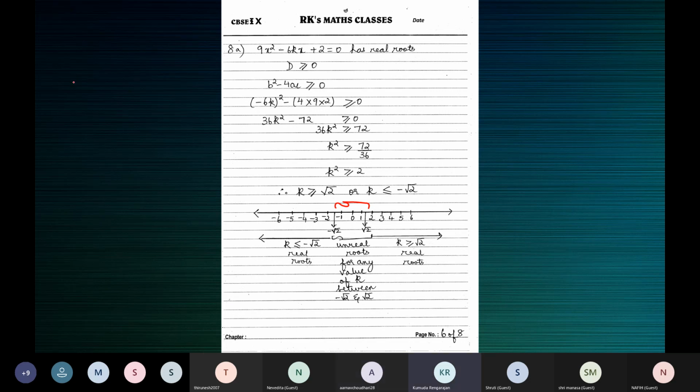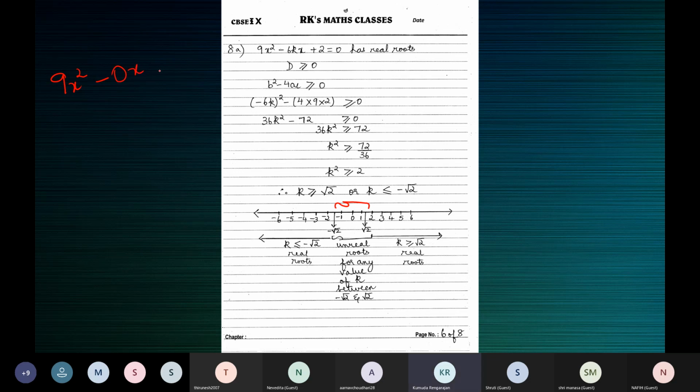Okay, ma'am. So when k is 0, let's see what happens. So the equation becomes 9x squared minus 6 into 0 into x. So it is 0x. Correct?